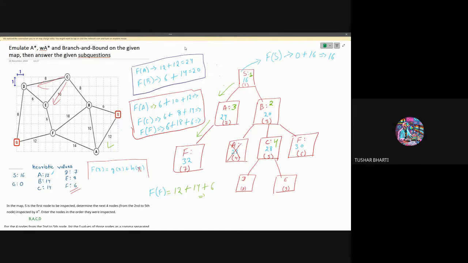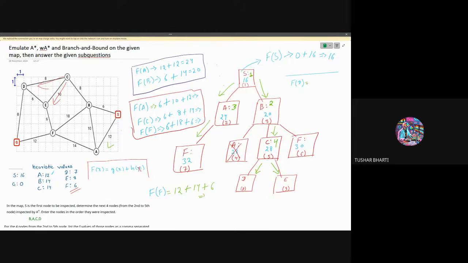Now we will calculate this f of D. So here I am calculating for this f of D. What will f of D be? This will include S to B, B to C, and then C to D, and for E, C to E.